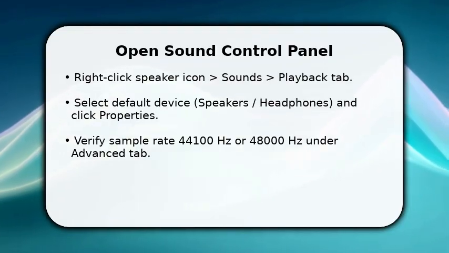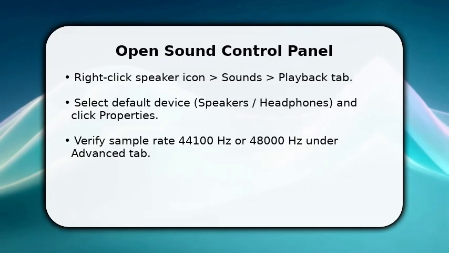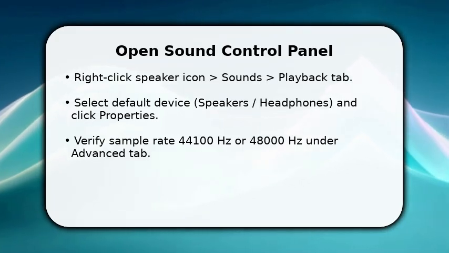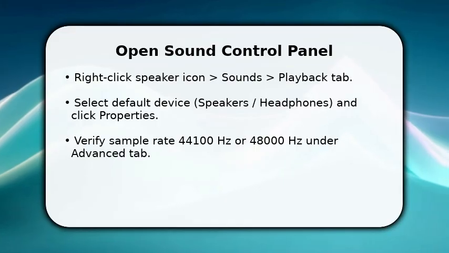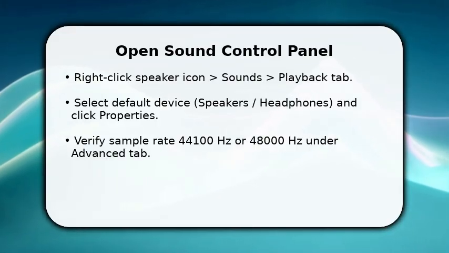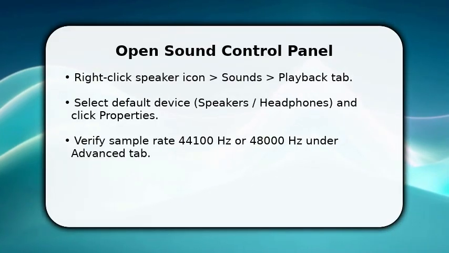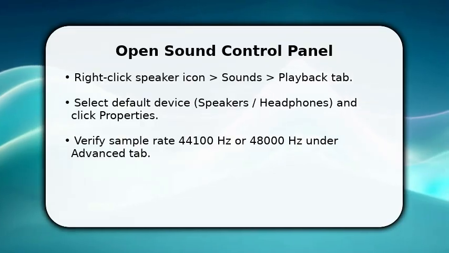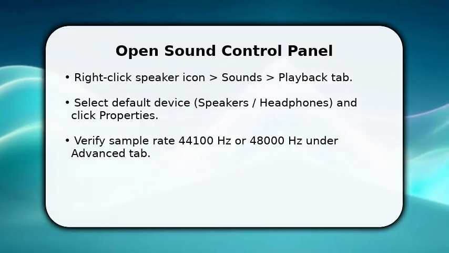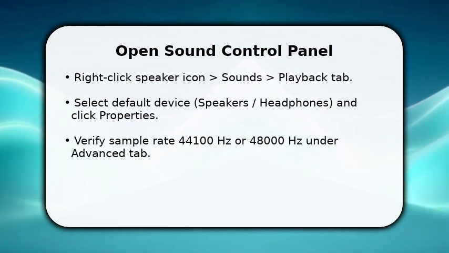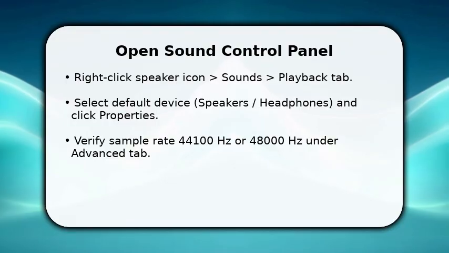Make sure the device is the default and confirm the sample rate is 44,100 Hz or 48,000 Hz under Advanced, because inconsistent rates can bypass enhancements. Once done, move to the Enhancements tab to enable processing. Don't skip this step. It's the first actionable change that affects output immediately.